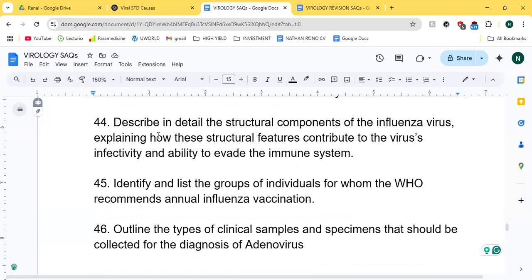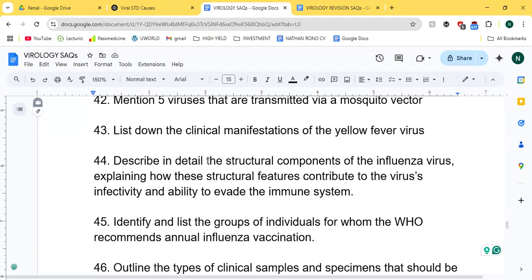We can do these 3. Describe in detail the structural components of influenza virus, explaining how these structural features contribute to the virus's infectivity and ability to evade the immune system. Okay, let's do this first. Number 44.